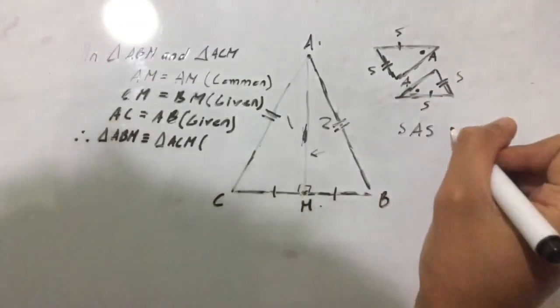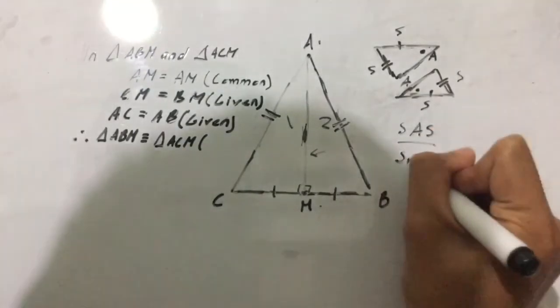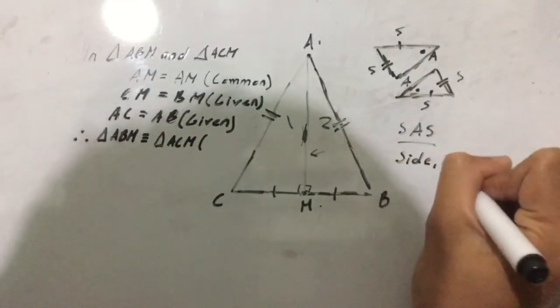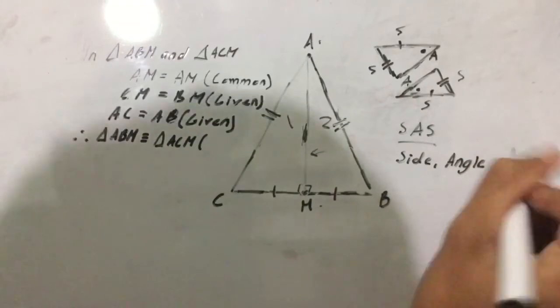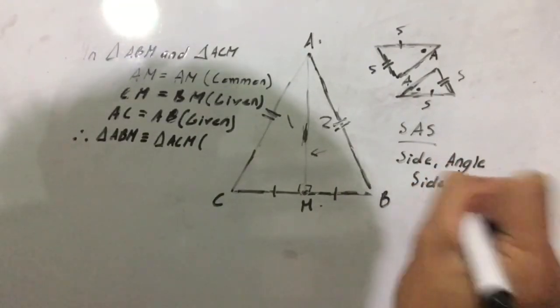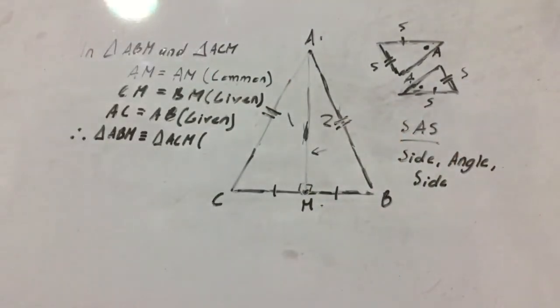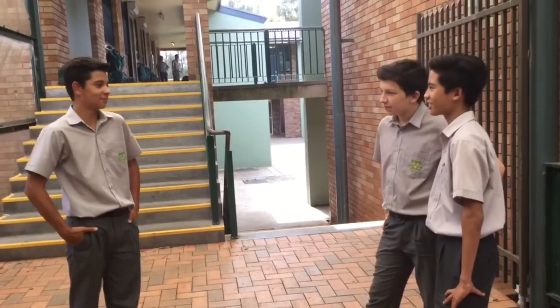And there are other ways of concluding a congruency statement, such as angle, angle, side, or AAS, or RHS, aka right angle, hypotenuse, side.